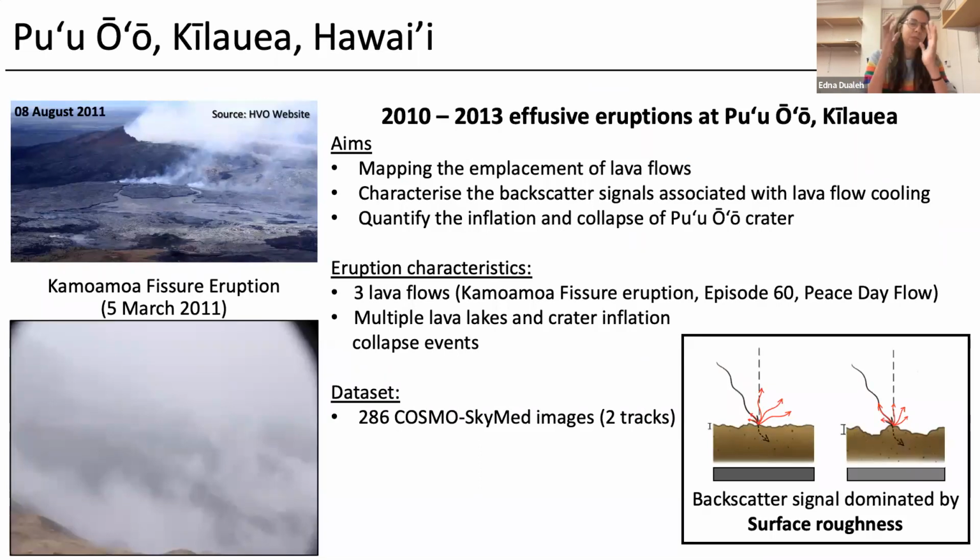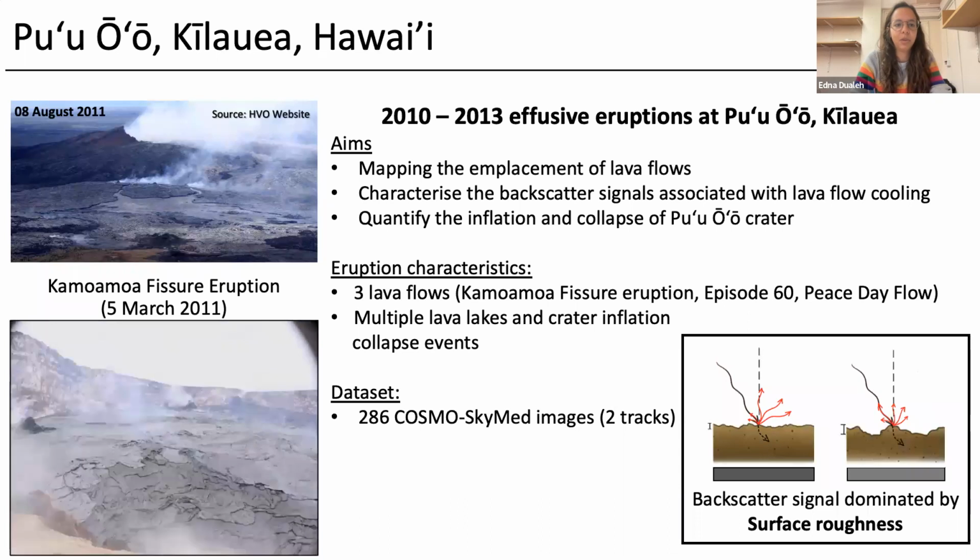In contrast to the explosive eruption at Fuego, which was characterized by sudden changes in the radar backscatter, we wanted to look at an effusive eruption as well, which would allow us to look at more long-term changes in the backscatter. So to do this, we used the 2010 to 2013 lava flows at Kīlauea crater on Hawaii. So this eruption was characterized by 3 lava flows and multiple inflation and collapse events at Kīlauea crater itself.